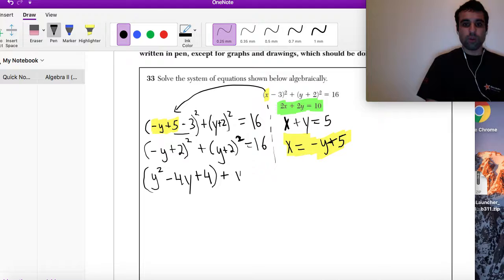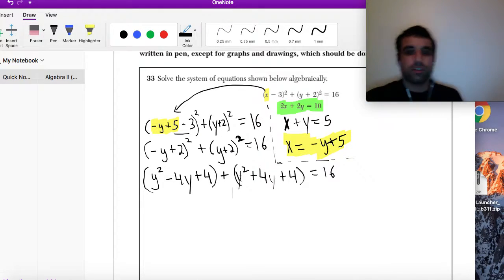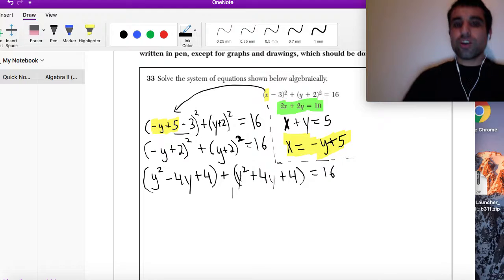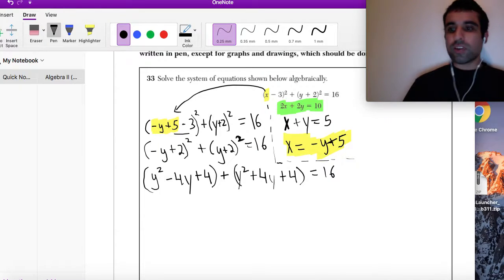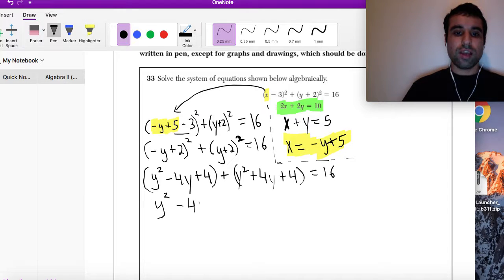Now I'm going to square the other binomial, y plus 2. When I square y, I get y squared. Then I multiply y by 2 and I get 2y. Double that and you get positive 4y. Then you square the 2 to get 4, and it's all equal to 16. We could drop the parentheses and group like terms together. So we get y squared minus 4y plus 4 plus y squared plus 4y plus 4 equals 16.